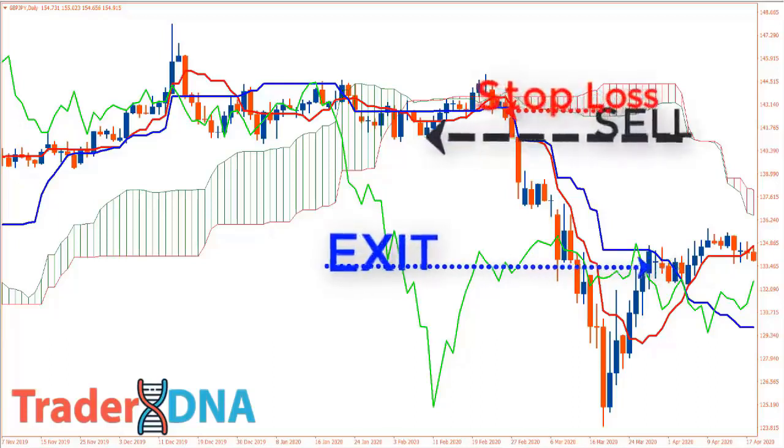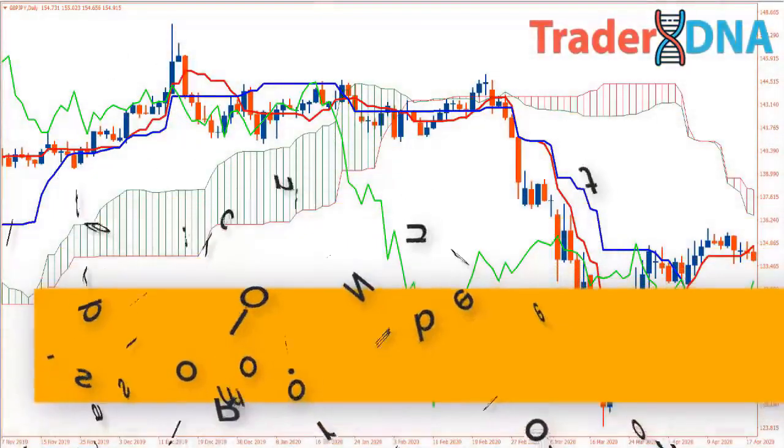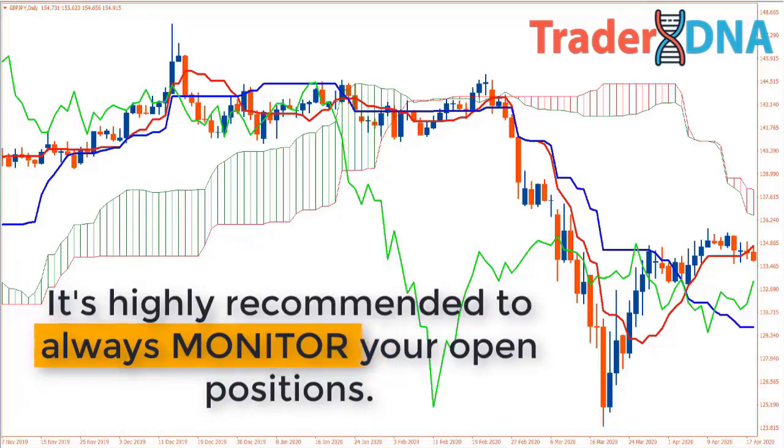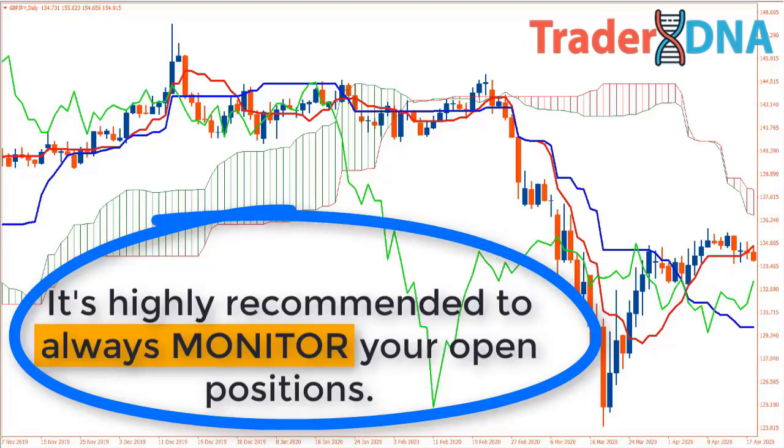When trading with the Ichimoku indicator, you should be extremely careful not to ignore a signal, and it is highly recommended to always monitor your open positions. The reason is that you could miss an exit signal, and a winner could just as easily turn into a losing trade. Remember, never give up on your trading strategy principles, and never compromise any of your rules for profits.